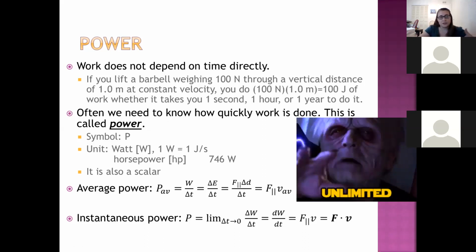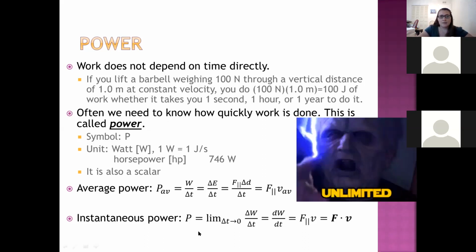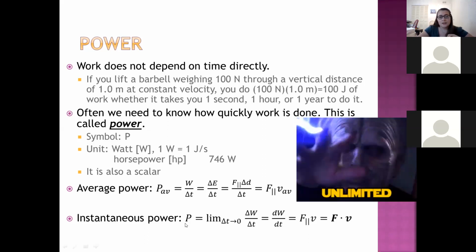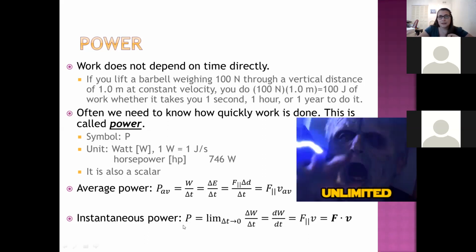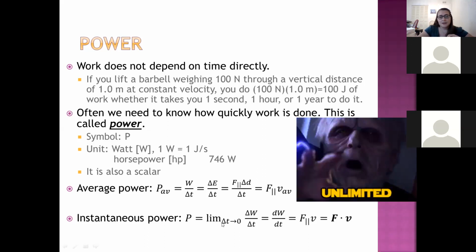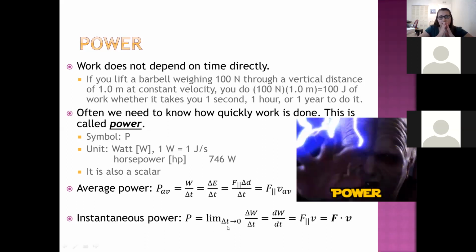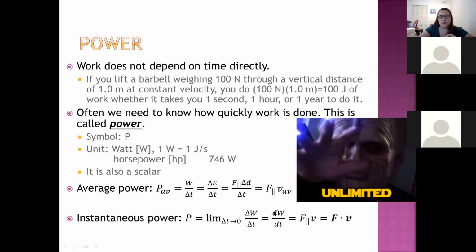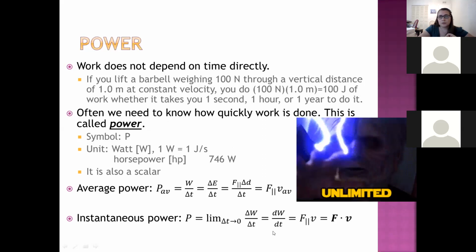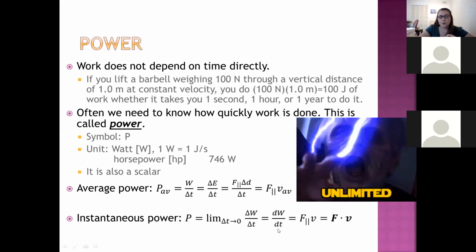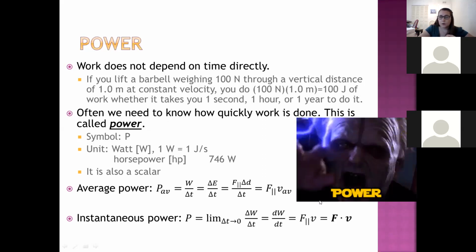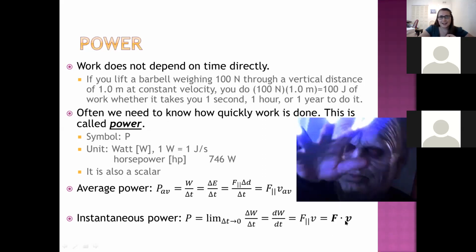Instantaneous power, since we're dealing with delta E over delta T, is a rate of change of something, how fast your work is changing over time. That means it's also a derivative. So instantaneous power, just plain P, is the limit as the time interval approaches 0 of our change in work over change in time, or the derivative of work with respect to time, or our parallel force times our velocity, or our F dot V.